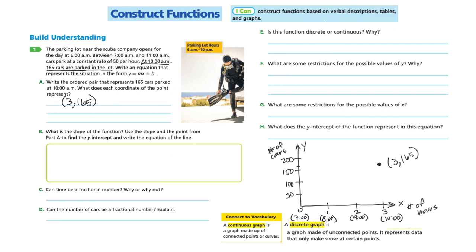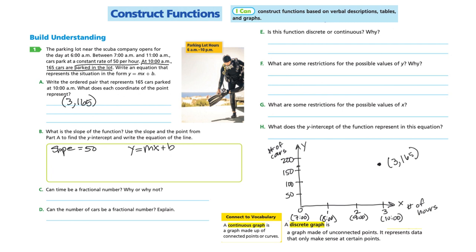B, what is the slope of the function? Use the slope and the point from part A to find the y-intercept and write the equation of the line. So remember from the last lesson, the slope is the constant rate of change. And they tell us that the constant rate of change in this is 50 cars per hour. So the slope equals 50, and we're trying to get it into this slope-intercept form, y equals mx plus b.